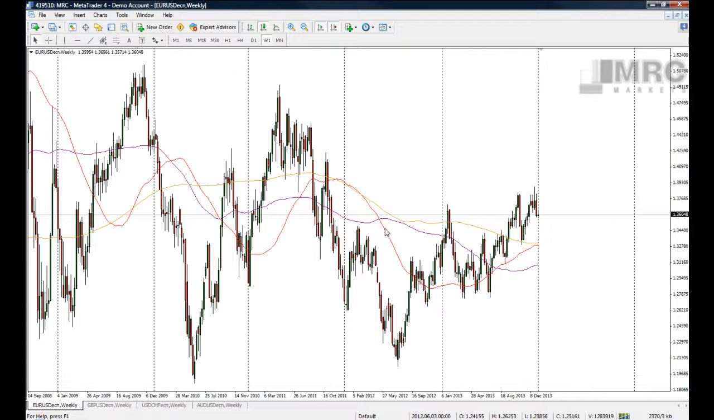We have 3 moving averages in each of these charts. For any followers watching, the red one's a 50 simple moving average, the purple is 100 simple, and the gold is a 200 simple moving average.